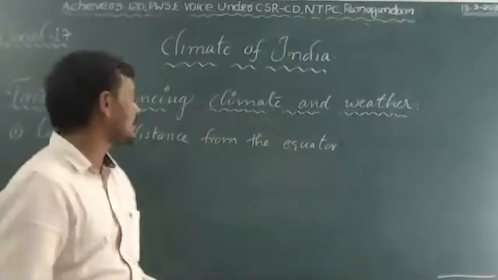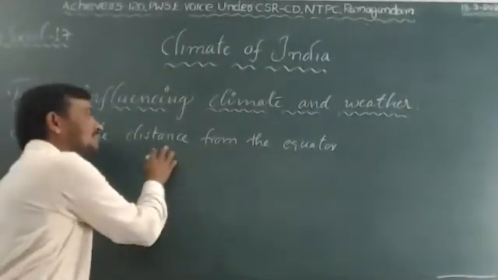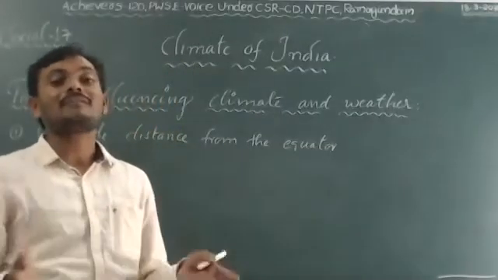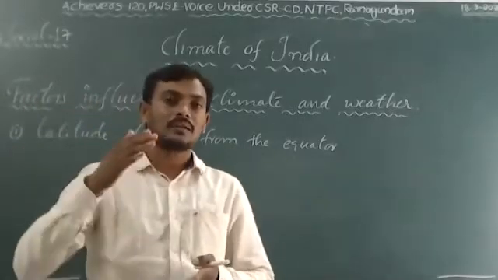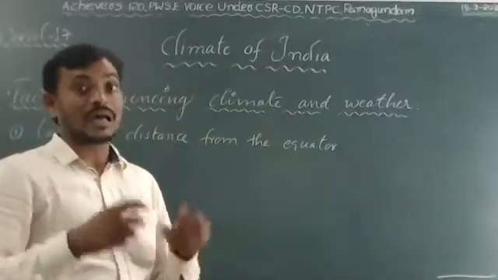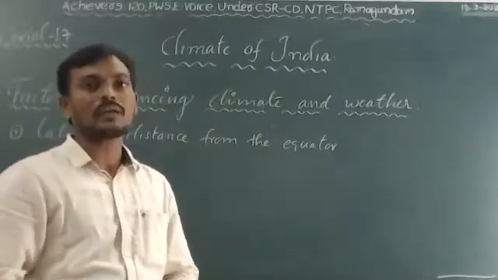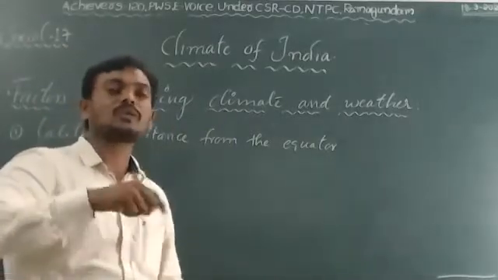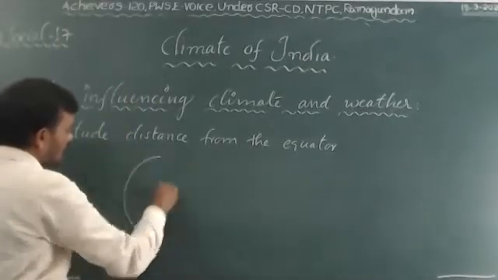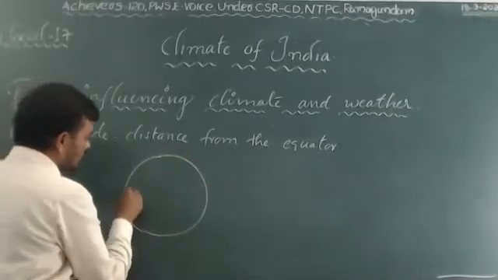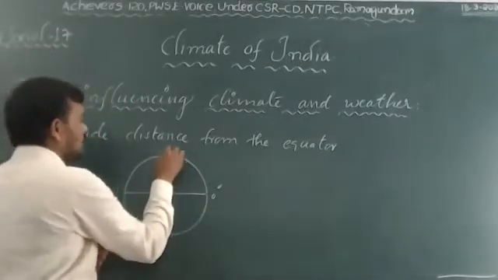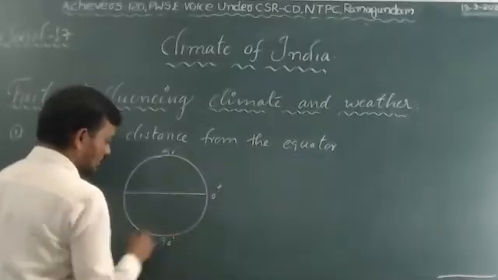First of all, we will discuss how latitude and distance from the equator can influence climate and weather. The average temperature of Earth reduces as we move away from the equator towards the poles. Hence, the average temperature of countries in the world decreases as we move north from the equator. Let us see the globe. This is the equator, which divides the Earth into equal parts. This is the north pole and the south pole.